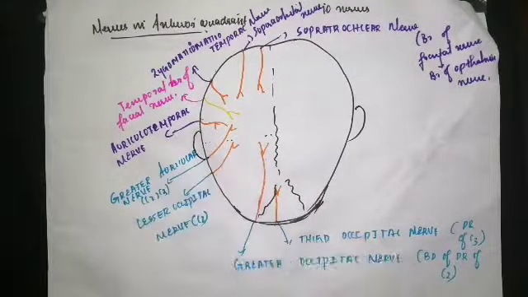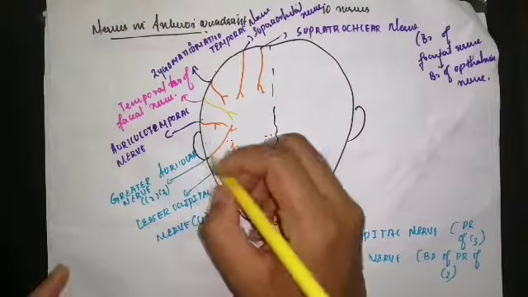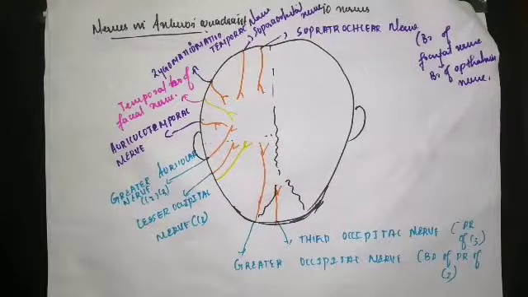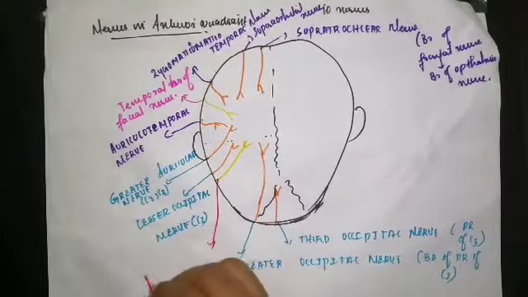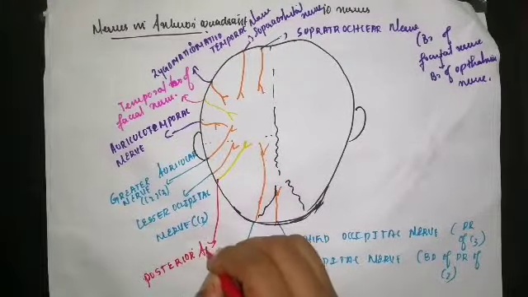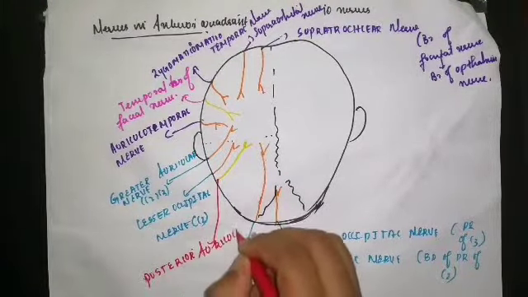So these are the four sensory nerves in the posterior quadrant. So in the posterior quadrant also you have four sensory nerves and one motor nerve. The only motor nerve present here is the posterior auricular nerve. The one drawn in yellow color is the posterior auricular nerve. This posterior auricular nerve is actually a branch of the facial nerve.